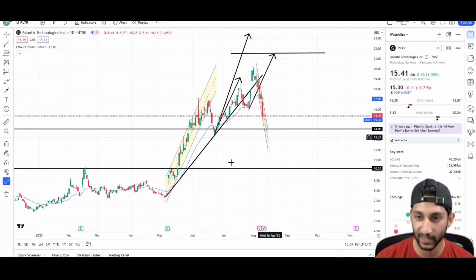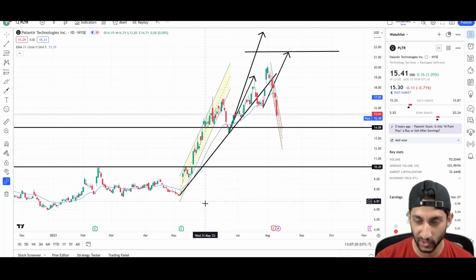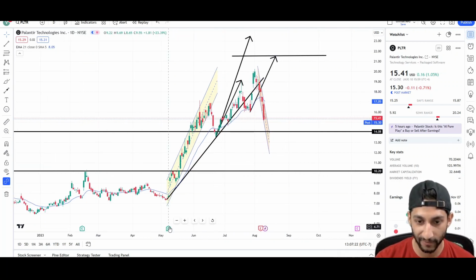So let's take a look at the daily chart for Palantir. And I'll go over the structure first. So we had this nice uptrend from this earnings catalyst back here in early May. We had an uptrend right here in this yellow channel. Price broke the uptrend. That doesn't mean we're going to reverse right away. We usually see two pushes in that direction.